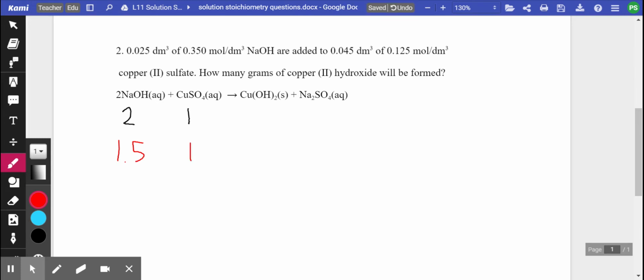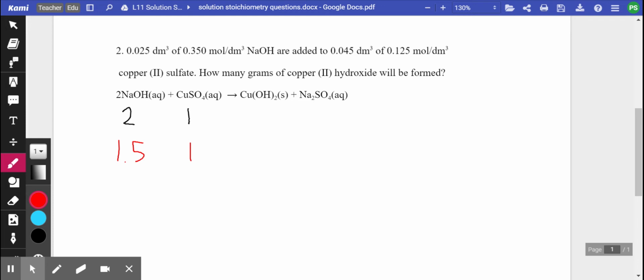At first glance, it might seem that you have more NaOH, so the limiting reagent must be copper sulfate. However, this is not the case, because for every copper sulfate, you actually need 2 moles of NaOH, and you only have 1.5. That means during the reaction, you're going to run out of NaOH, so there's going to be some copper sulfate that has nothing to react with.